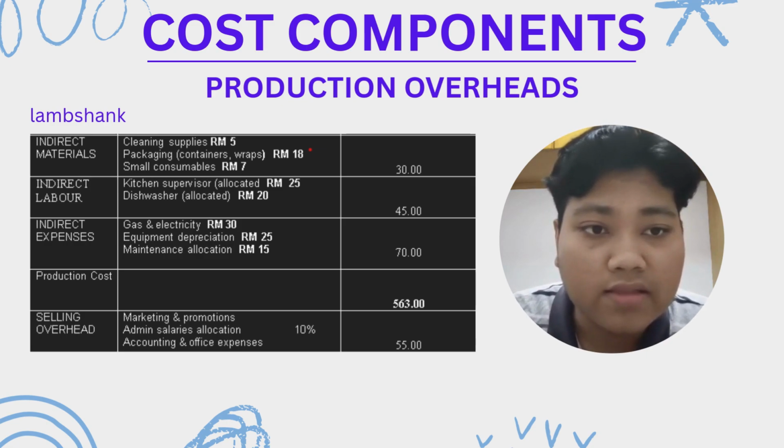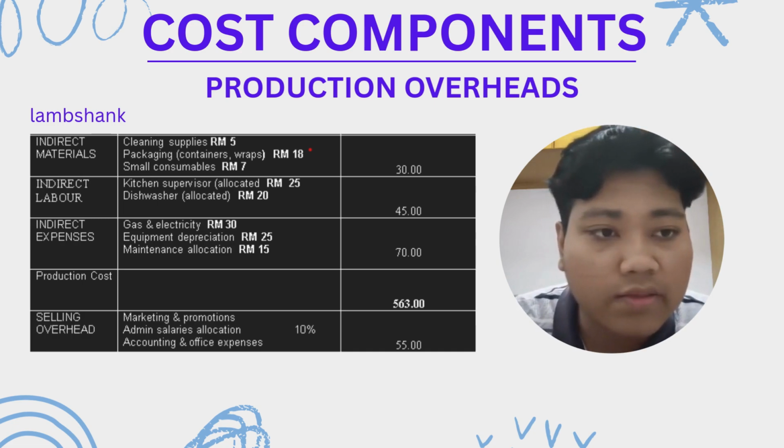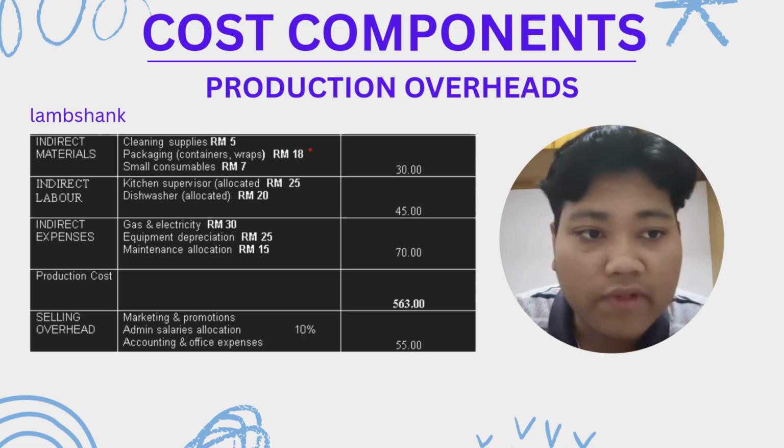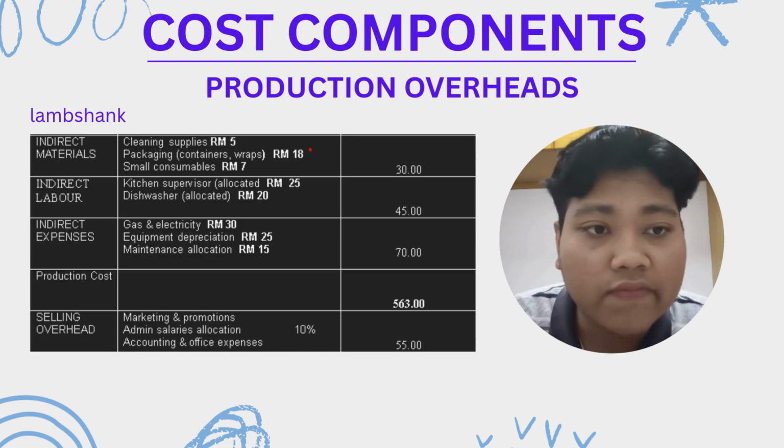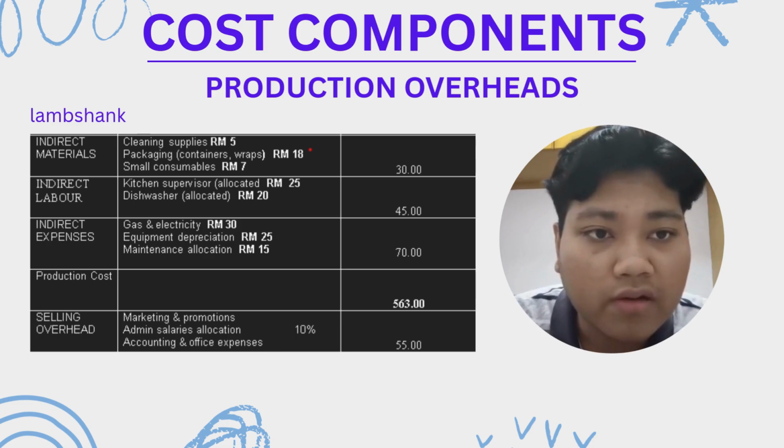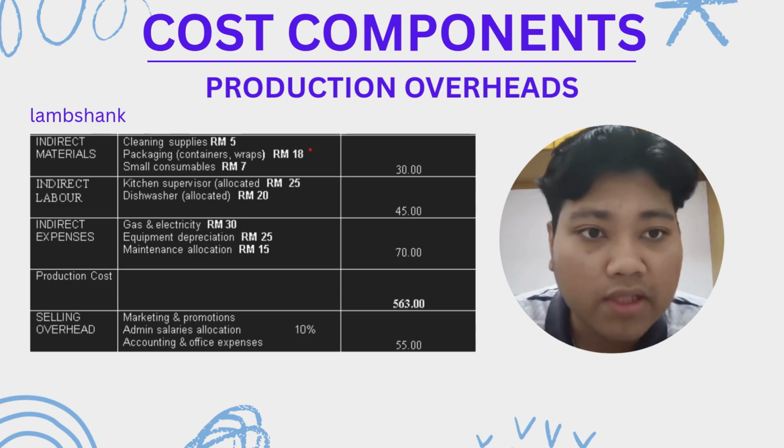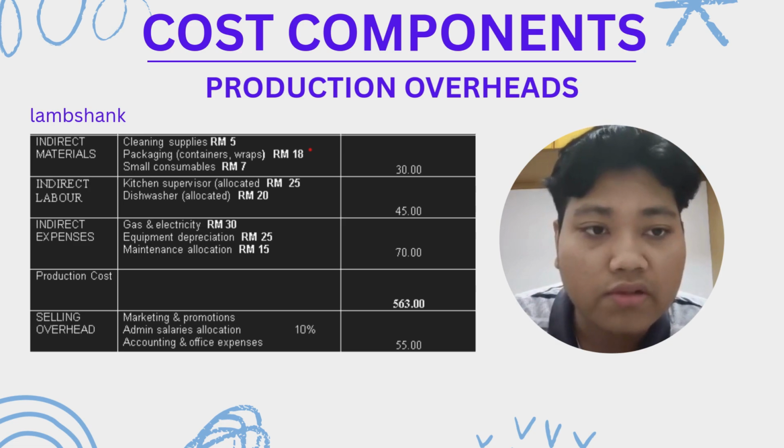The third category is indirect expense. These include gas and electricity costing 30 ringgit, equipment depreciation of 25 ringgit, and maintenance allocation of 15 ringgit. All these indirect expenses add up to 70. When we combine all indirect materials, indirect labor, and indirect expenses, they contribute to the production cost, which totals 565.